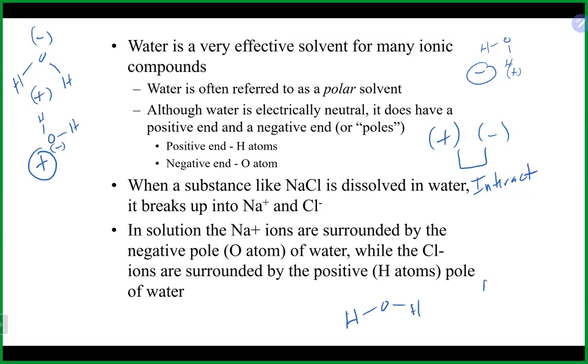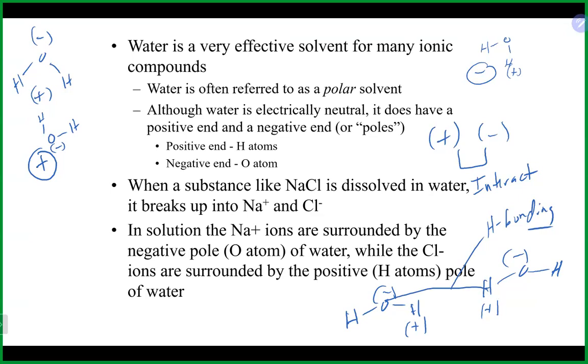When you get two waters together, the positive side of one water is attracted to the negative side of another, and they do what is sometimes referred to as hydrogen bonding, as we'll talk about a little more in just a second. But that is basically the way that two water molecules interact with one another.